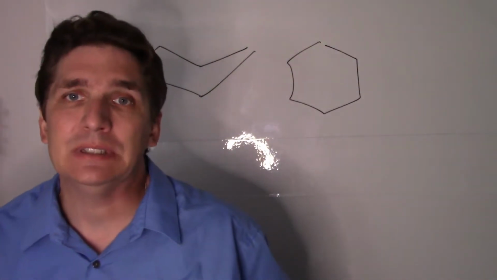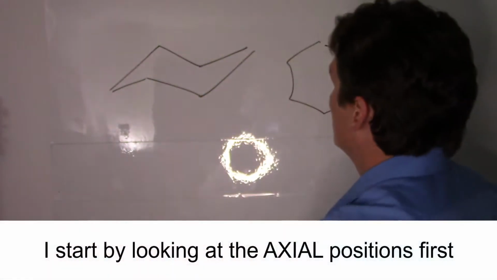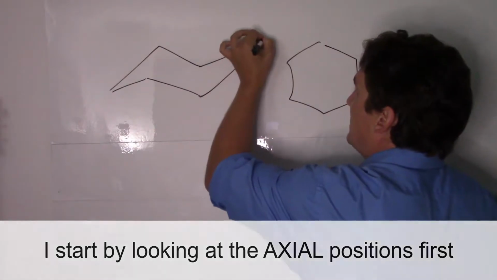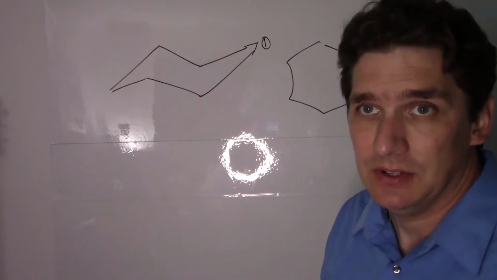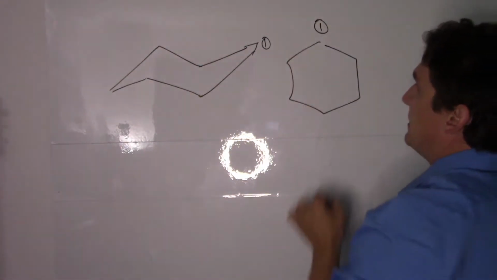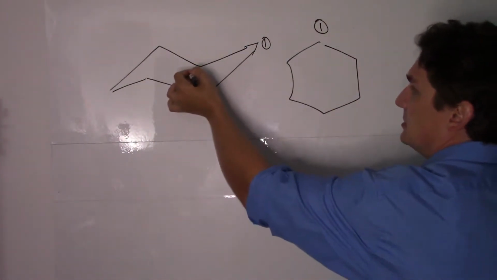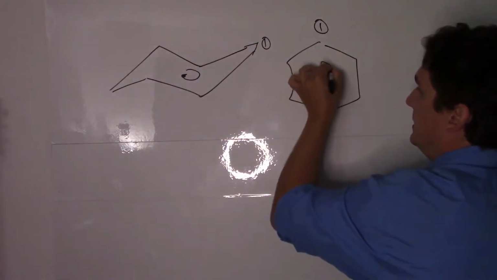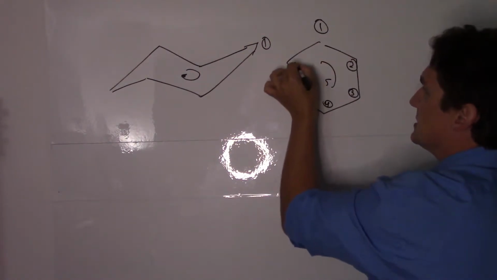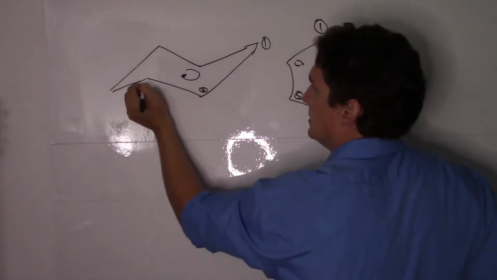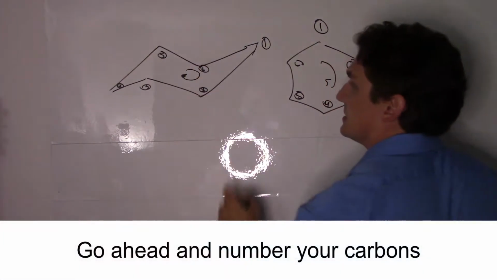Well, the way I do this, and what makes it easy for me, is that I draw in all the axial positions first. Now I'm going to define this top right carbon as carbon 1. There are books that define it differently. I have another video on this. I define the top carbon as number 1, and then I'm going to go around the ring. If I'm looking down at it, I'm going to go clockwise. So I'm going to look at it going around that way, and this will give me 2, 3, 4, 5, 6. That's 1, 2, 3, 4, 5, and 6.